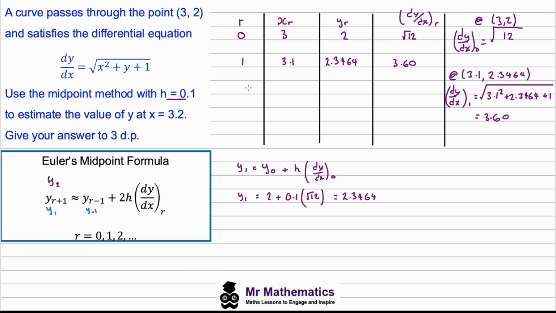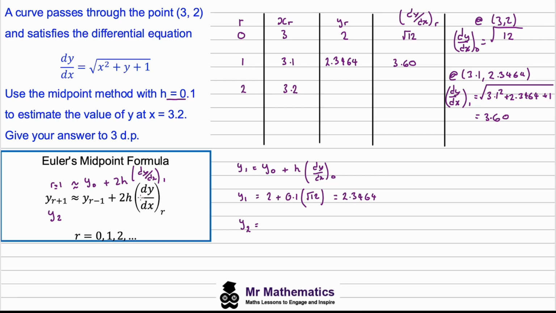And now we can work out the second iteration when r is 2. We know x2 will be 3.2. And to work out y2, now we can use the midpoint formula. So we want to work out y2. So we can see that r must equal 1. So this will be approximately, the 1 take away 1 will give us y0 plus 2h, and then we've got dy by dx for r, which is 1.